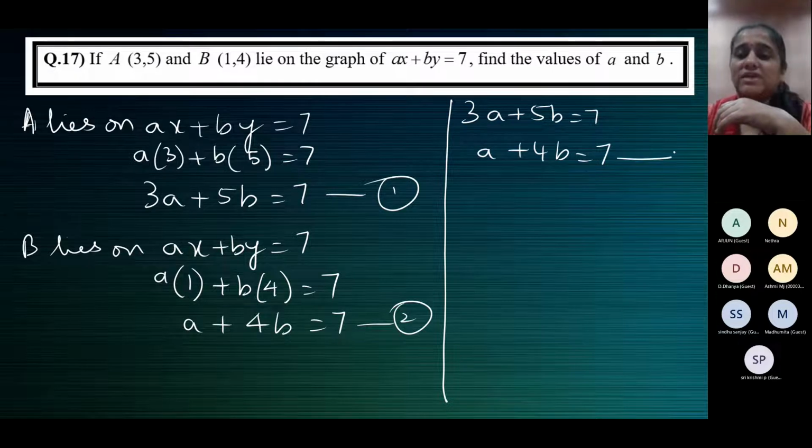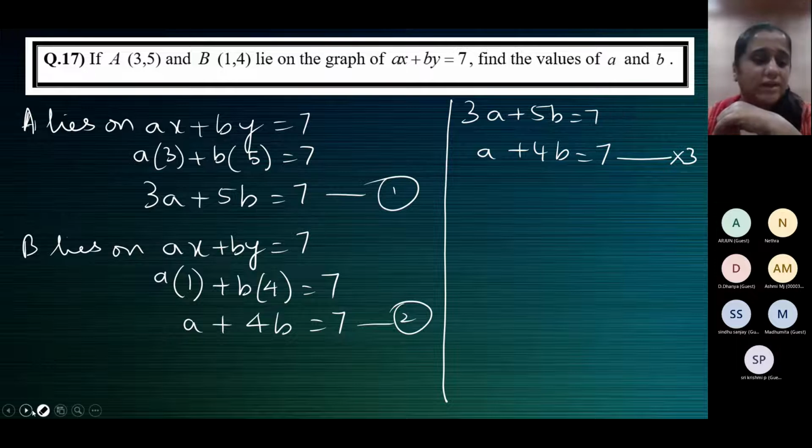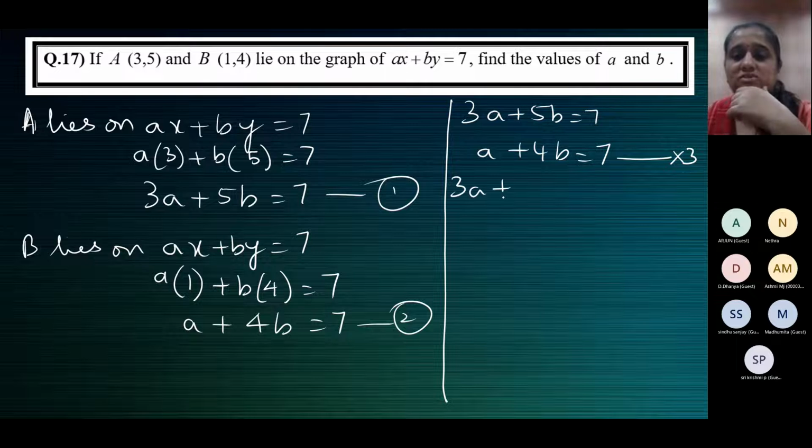So we need to multiply the second equation by 3 so that we get 3A. And then by changing the signs, you can cancel out, you can eliminate the A term. Multiply the second equation throughout by 3. This is the first equation. Multiply the second equation throughout by 3. So what will you get? You will get 3A plus 12B is equal to 21.